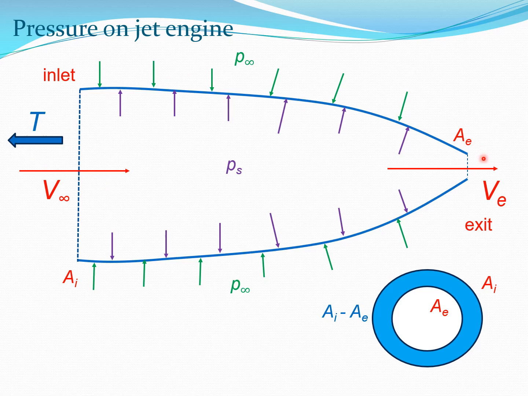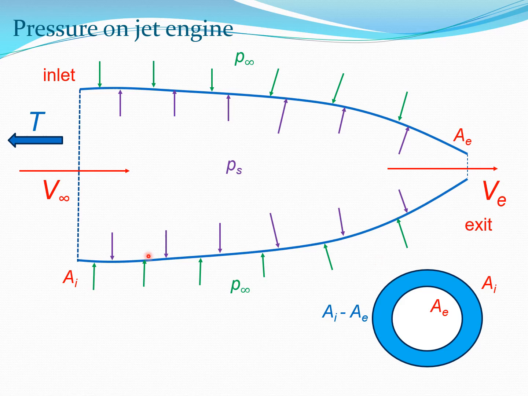Now if we look at the jet conceptually, we'll see that there are two broad pressures which act on the jet. One is inside the engine itself. This pressure is P subscript S, and outside the jet the pressure is P subscript infinity, that is the ambient pressure. So it's the differential of this pressure and the components of this pressure in the x direction which is going to contribute to the particular thrust we see.